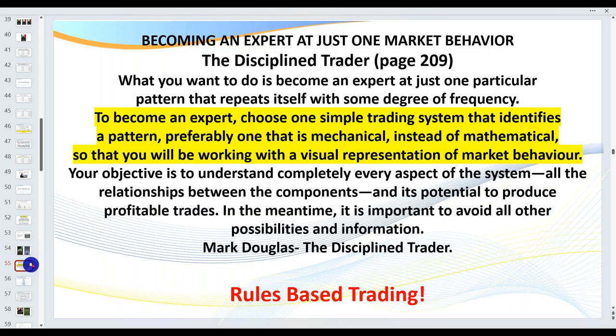And what he says in the book, The Disciplined Trader, is: to become an expert, choose one simple trading system that identifies a pattern, preferably one that is mechanical instead of mathematical. So you'll be working with a visual representation of market behavior. What he says down here is also very important: in the meantime, it's important to avoid all other possibilities and information. And there's a reason for that, traders. It's called information overload, and that tends to stop us from learning, so you focus on one thing.